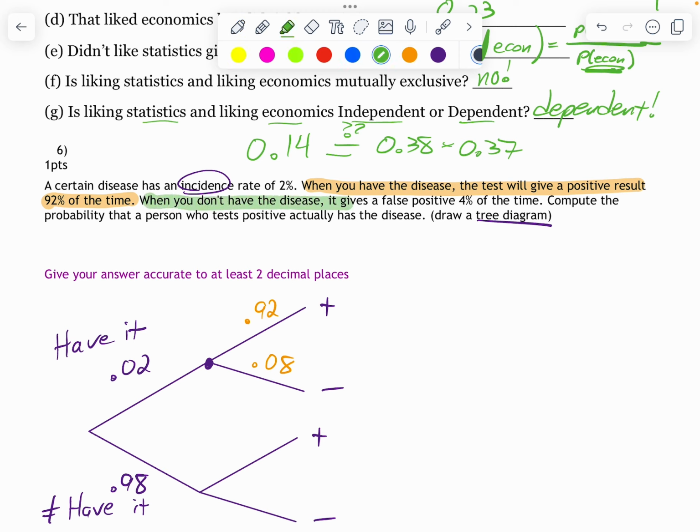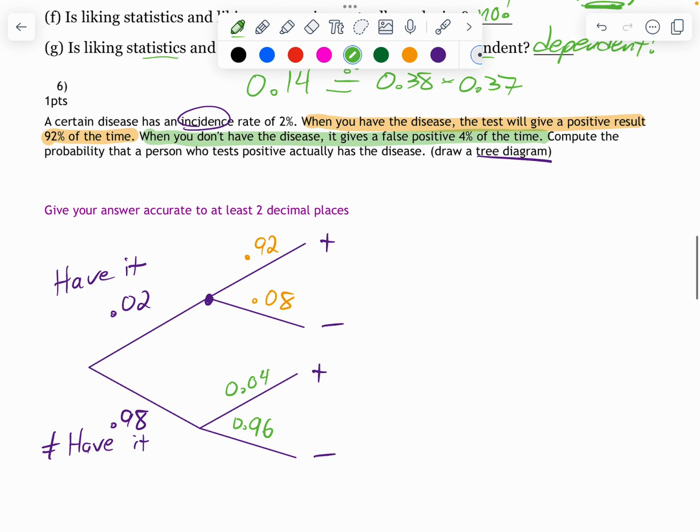When you don't have it, you get a false positive 4% of the time. That's right here. And then 96% would be there. All right. The question, this is very clever: the probability that a person who tests positive actually has it. What is often overlooked is that a person who tests positive is a condition. It is a given condition.